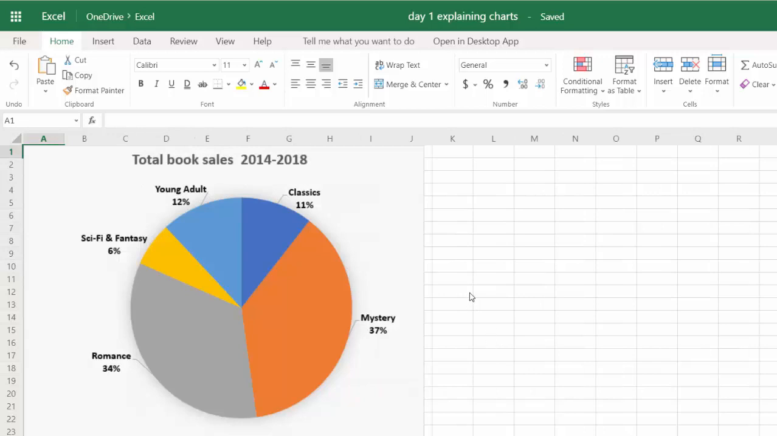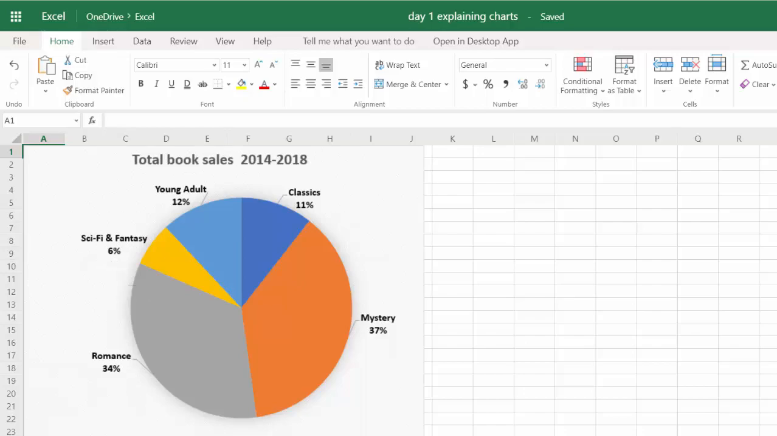Okay, so here we have a pie chart that shows total book sales 2014 to 2018. And here is the actual pie chart, and then each slice of pie has a label that tells you the type of book and the percentage of total sales. So looking at this chart, can you tell me what percentage of total sales is science fiction and fantasy? Yep, you can. The answer is right there. Pie charts are useful for showing how a total is divided up.